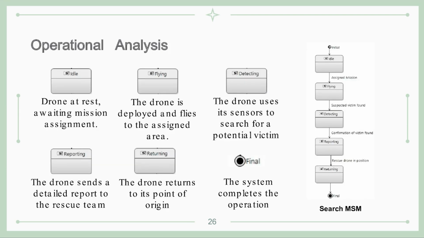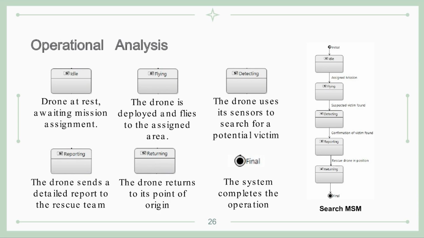Here we have the search MSM. To start, the first block is idle. The drone remains active, waiting for a mission assignment. It remains in a passive mode until an emergency or a situation requiring intervention is detected. Later, there is a flying block. Here, the drone is deployed and flies toward the assigned area. This state represents the transition phase toward the target area.